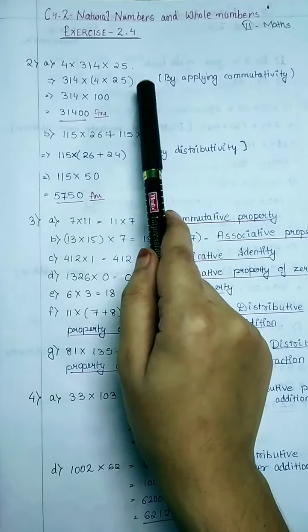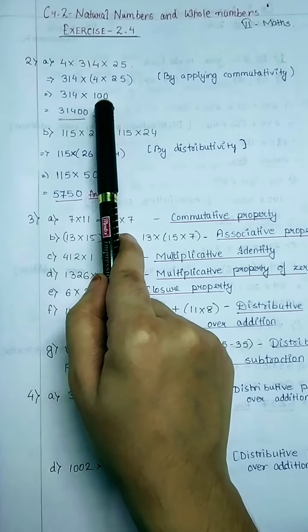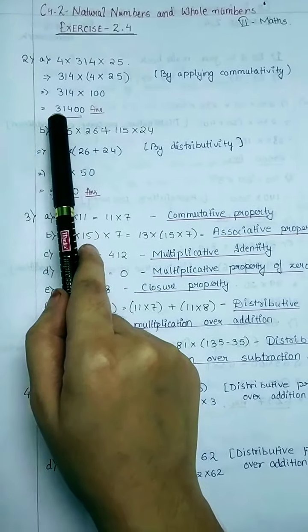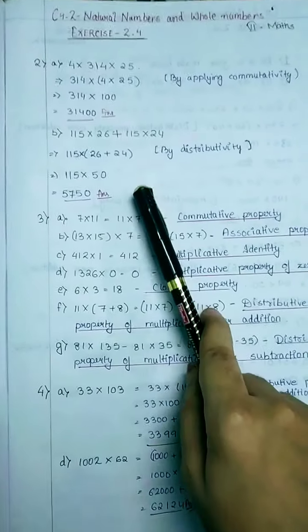So now 25 into 4 is much easier to multiply. That will give you 100. So 314 multiplied with 100, just 2 zeros will be added. So it will be 31,400. This is your answer.